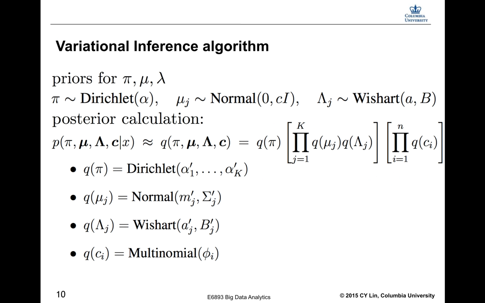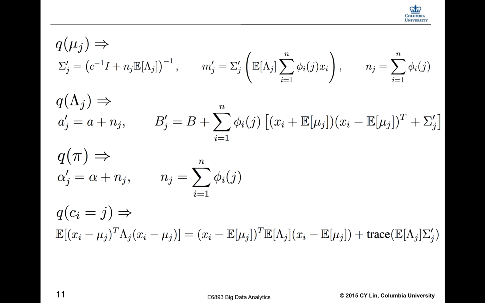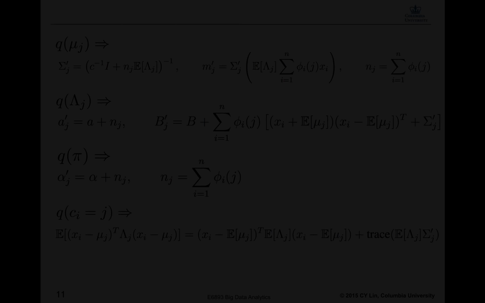The second algorithm we use is the variational inference algorithm. Still, for the three parameters, we first define three prior distributions for them. We choose such priors just for convenience of computation. Then we calculate the posterior distribution, and here's the result for the three parameters. Now I will present you some results for the clustering.